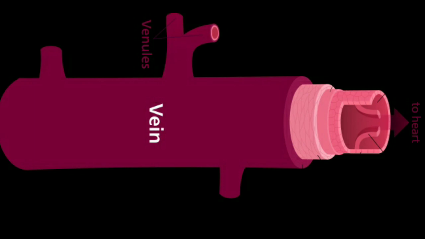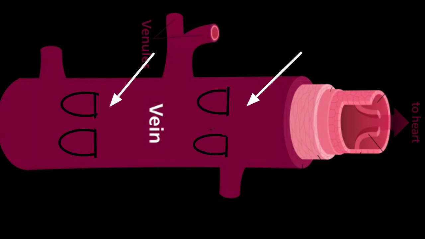But in this, the blood is going to the heart, and you can see here the walls, the valves present in the veins of the human body, which prevent backflow of the blood.